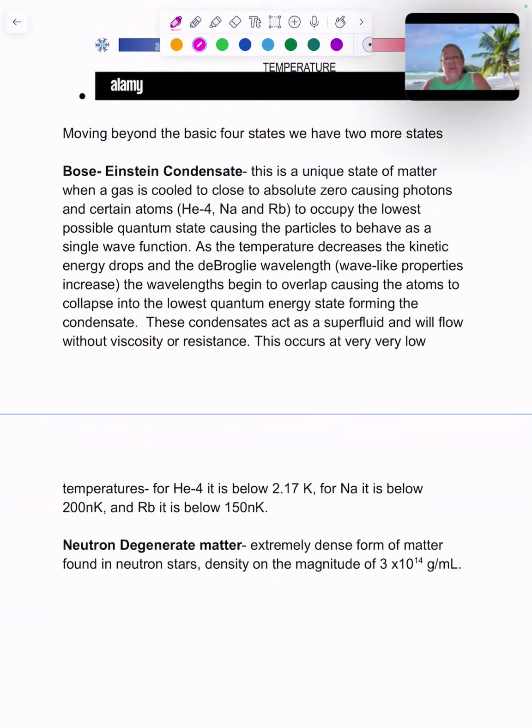But superfluids could have some really interesting, unique properties. Another one that we're going to see, and you're going to hear mostly about if you do astronomy, is neutron degenerate matter. This is an extremely dense form of matter that's found in neutron stars. In a neutron star, the density is on the magnitude of 3 times 10 to the 14th grams per milliliter. It's just absurdly high gravitational pull. It's really cool if you want to do some investigation to go look up neutron degenerate matter, but it's not something you're going to typically hear about in a traditional high school course.